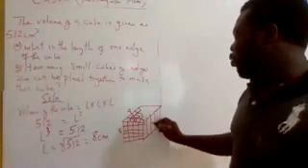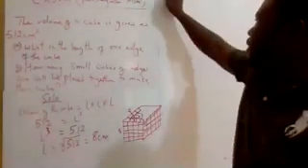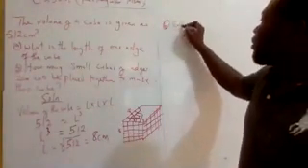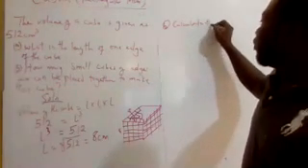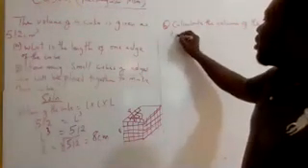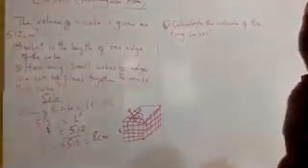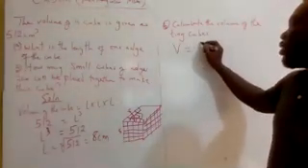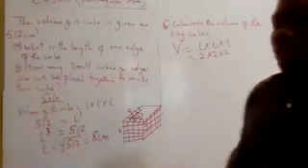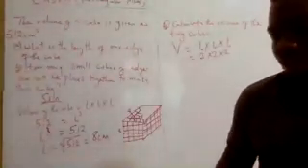It's very simple. All you just need to do is to get the volume of the tiny cubes. So the first thing we'll do is calculate the volume of the tiny cubes. And what would that be? The volume of the tiny cubes, that would be V is equal to L times L times L, which is 2 times 2 times 2. That would be the V of the tiny cubes. Are you following me?